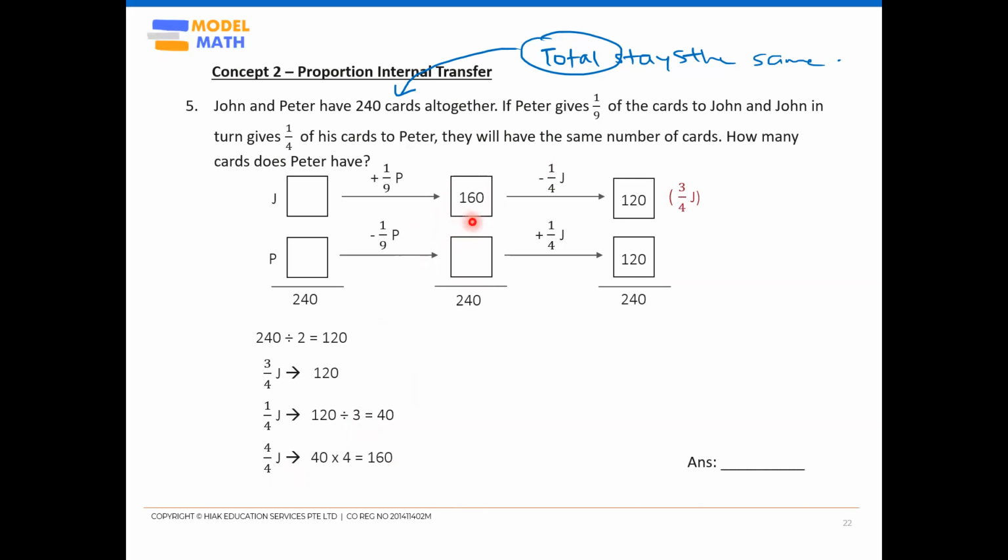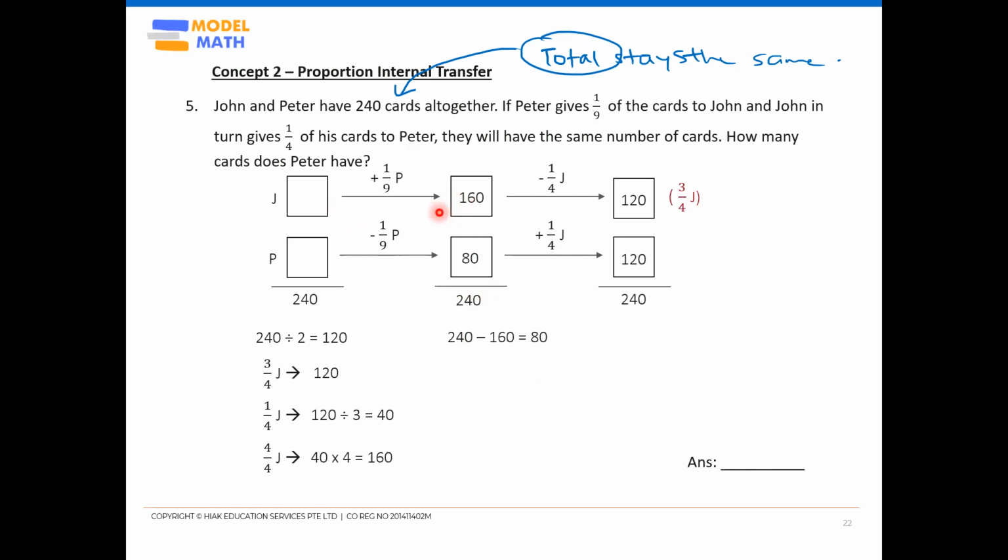Now with this 160, I can go on to find this guy here. To find this guy, you don't have to work backwards. Of course you can, because now you know 1/4 J is 40, so this value is 40, and you can work backwards using that. However, another way is just using the total here, 240, correct? So this and this add up to 240. To find this box, just do the subtraction. So this will be 80 cards. Okay, now we can go on to do the next round of working backwards.